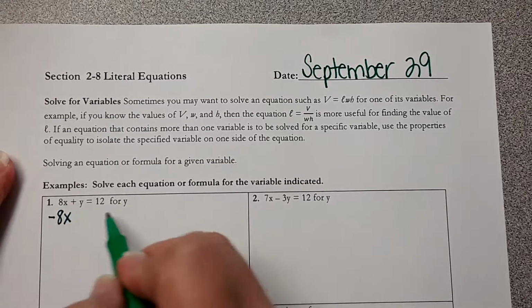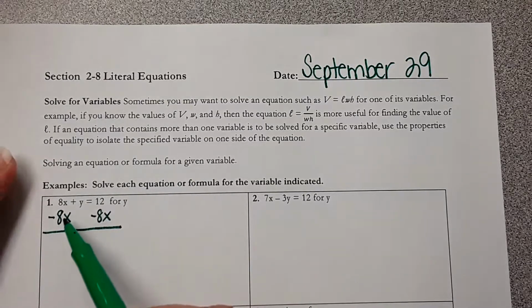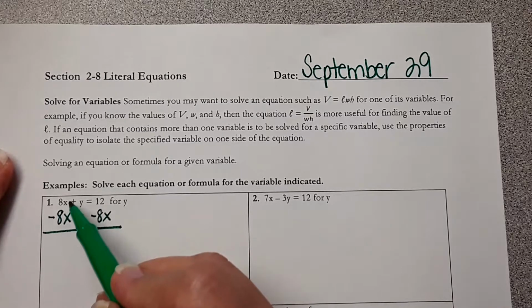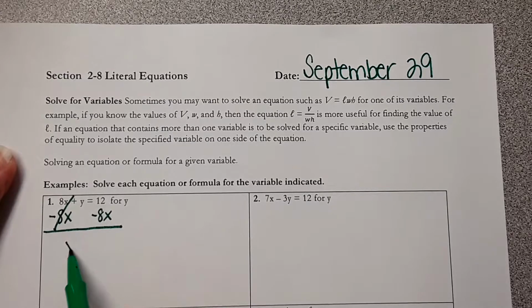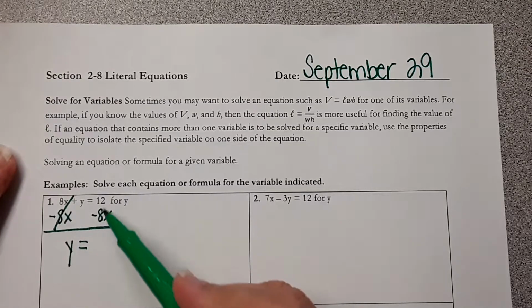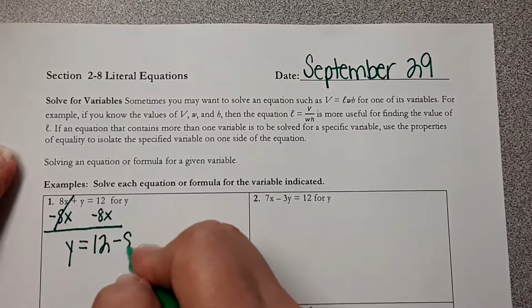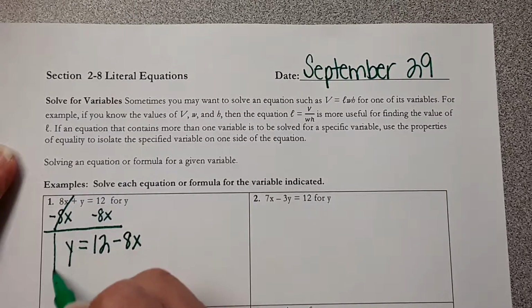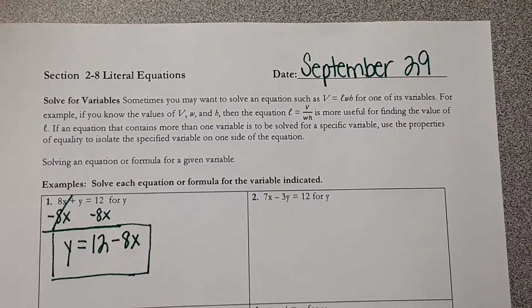Because it was positive, I'm going to subtract it. Because these are additive inverses, they cancel out. Okay? And then you're left with y. And on this side, because you can't combine them because they're not like terms, you have 12 minus 8x. And that's your answer. You just got y by itself. Some take 1 step, some take 2 steps. So that's a literal equation because we literally solved it for a variable. We don't have anything else, that's our answer.